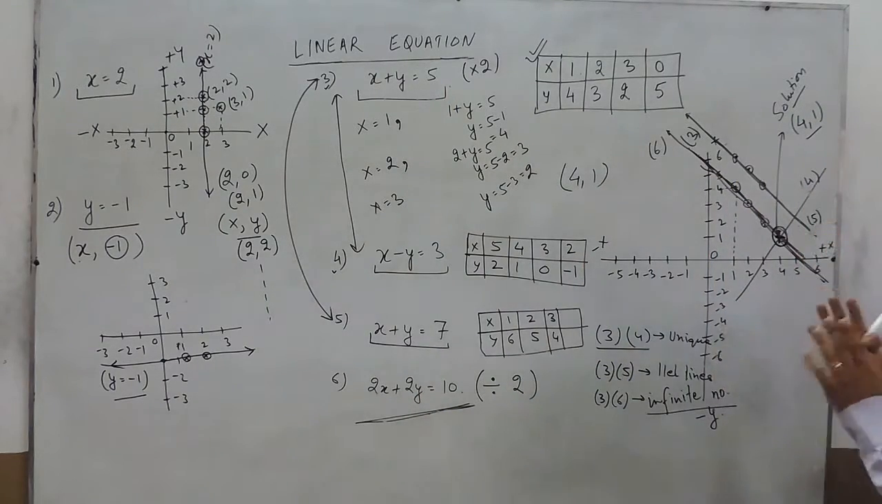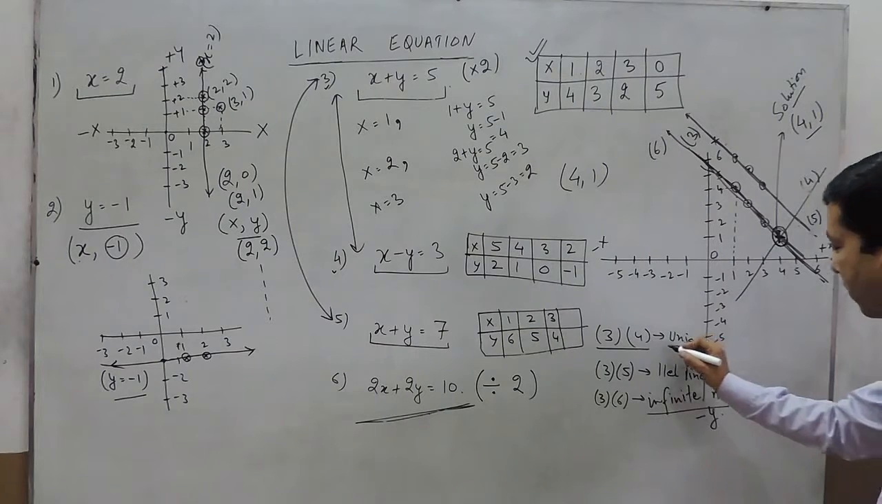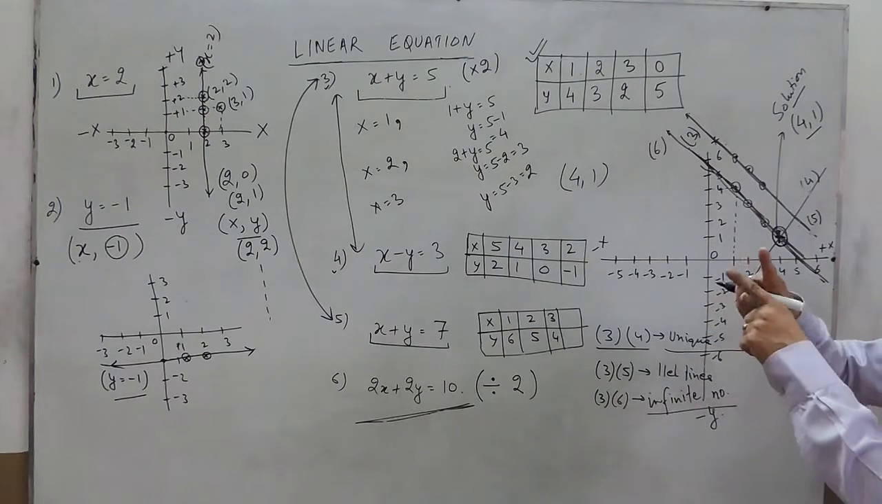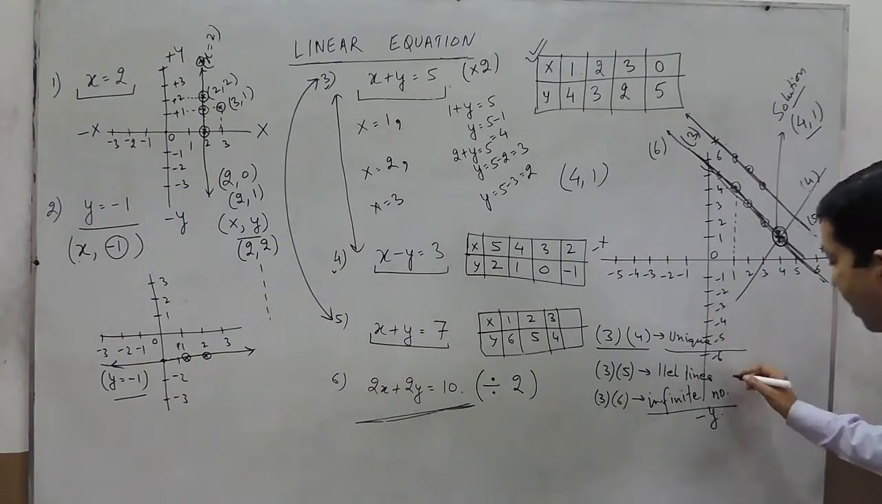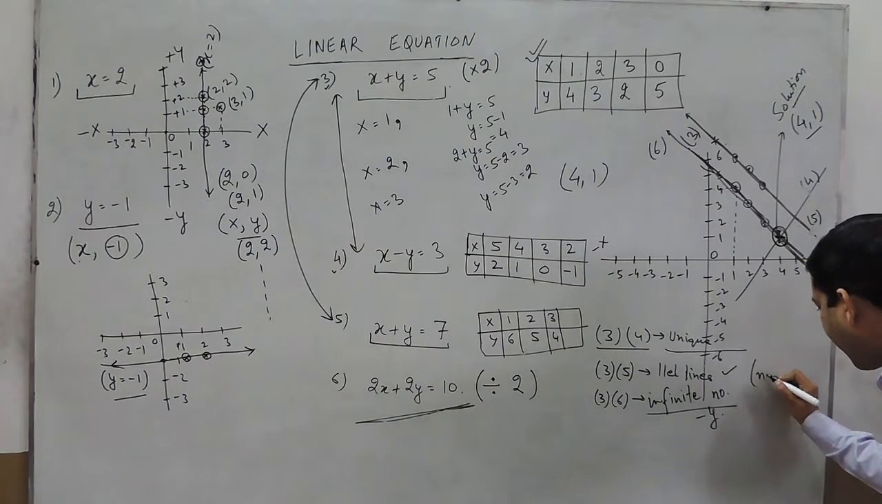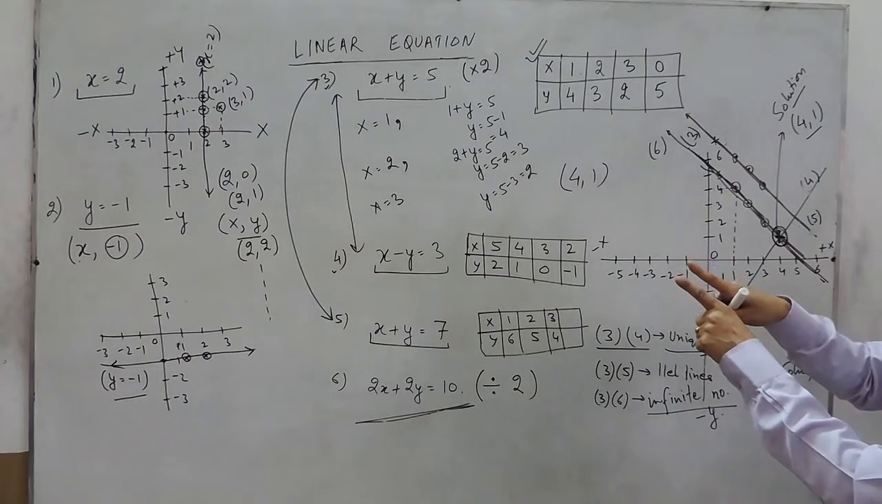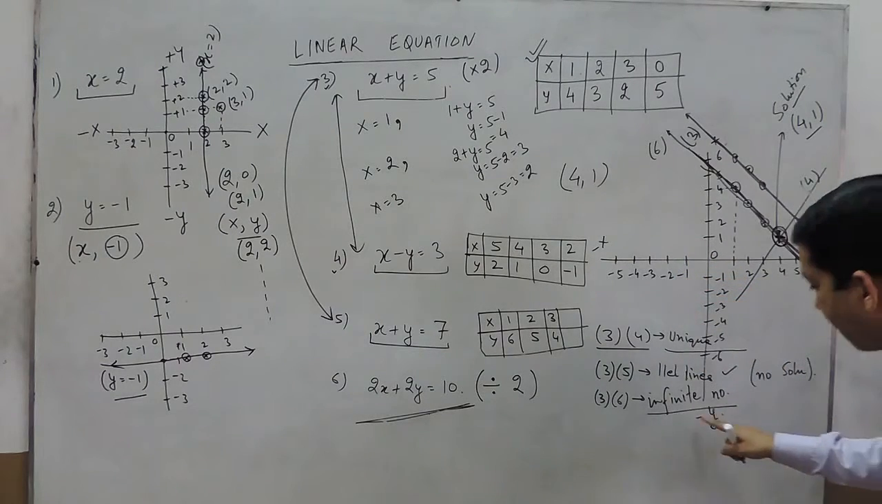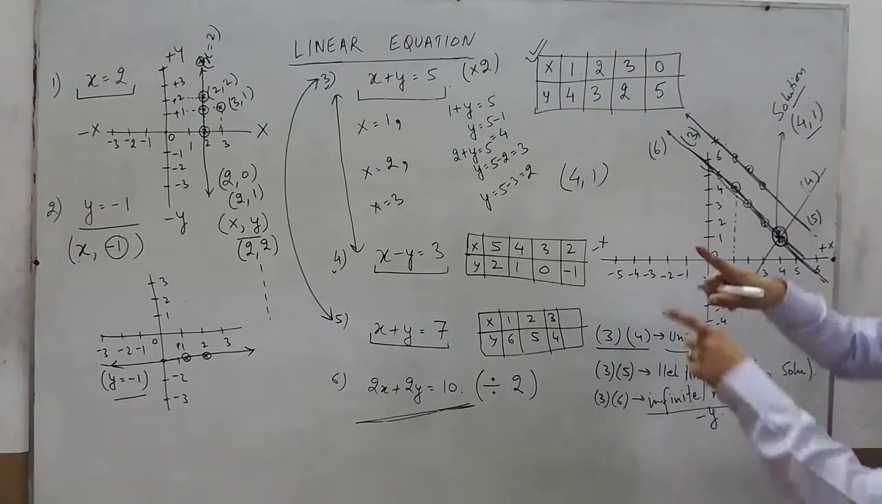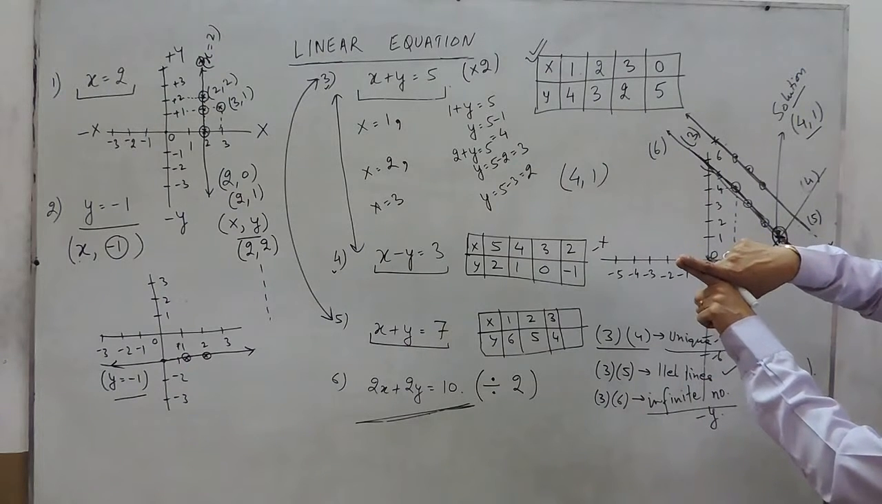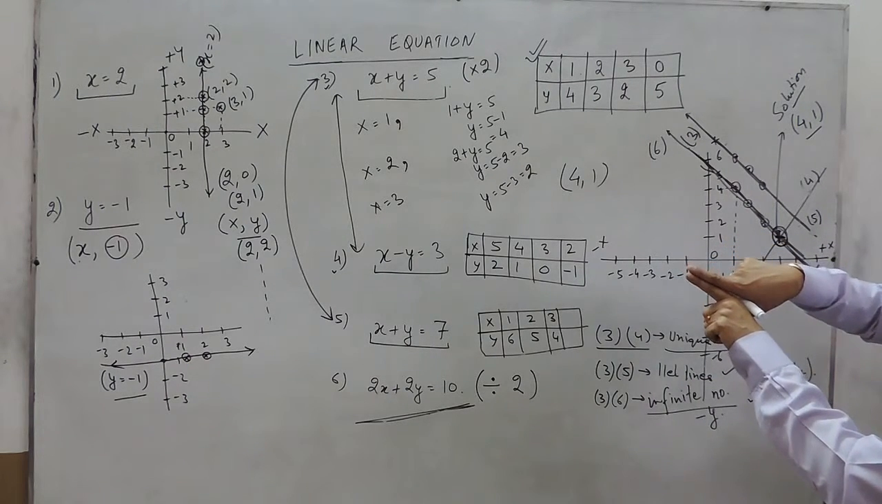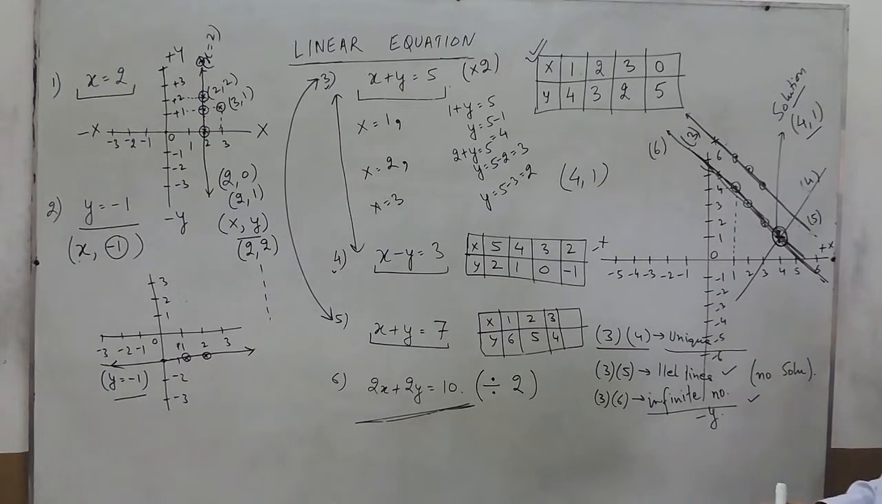So basically only three kinds of solutions are possible: either a unique solution where the two lines meet at one point, or the parallel lines, or we can say no solution, where the two lines are parallel to each other and they are not meeting at any point. The third can be infinite solutions, when one line is over the other line and all the points are the same. So this is known as infinite solutions.